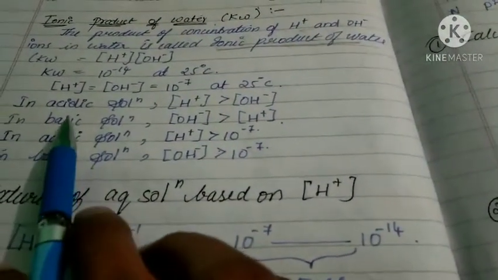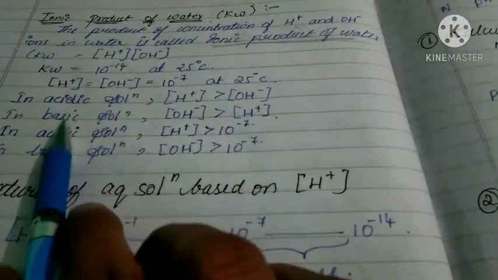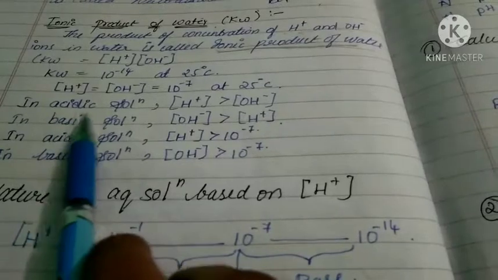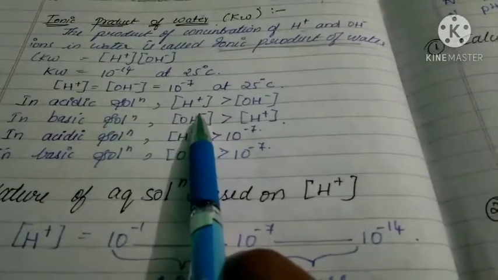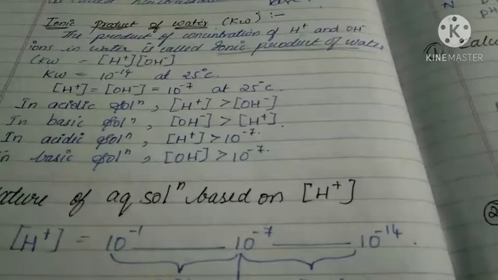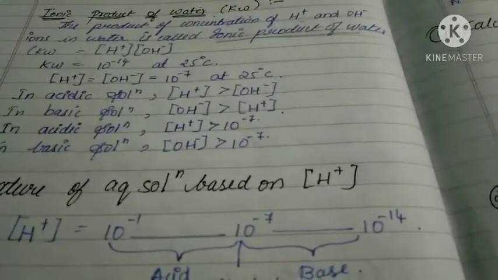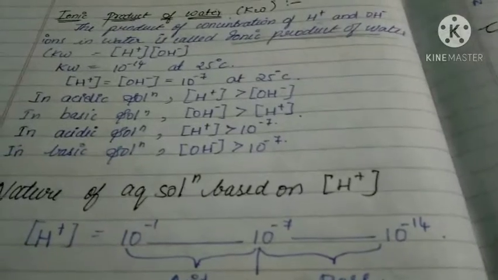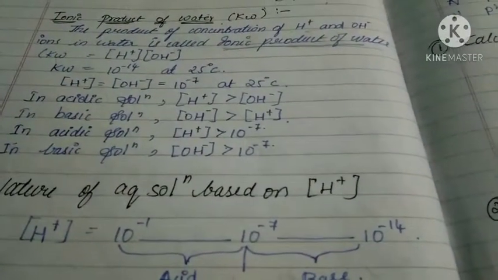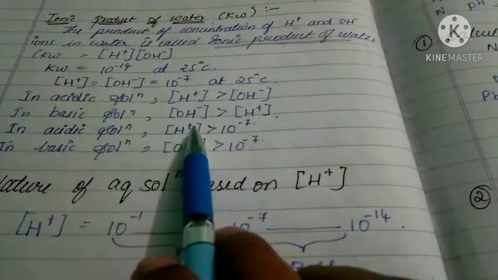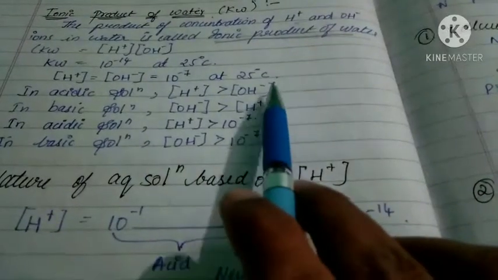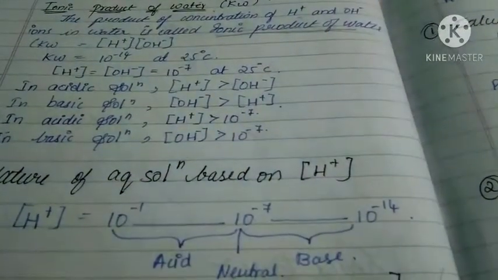Next, here some points are there. These are very important points. In acidic solution, H plus concentration is greater than OH minus concentration. In basic solutions, OH minus concentration is greater than H plus concentration. Already we have got these two expressions in class 10 chemistry.